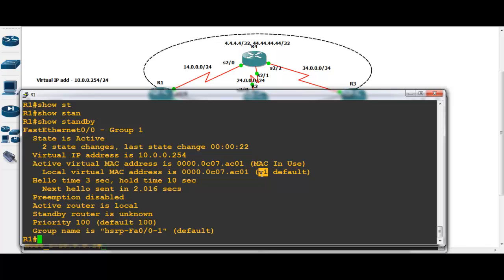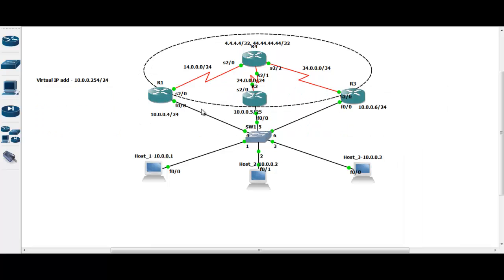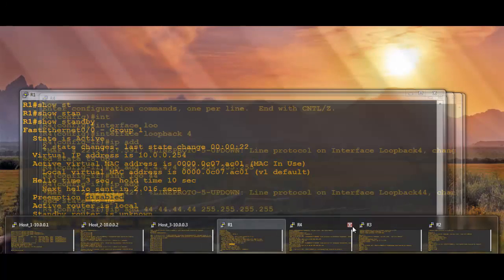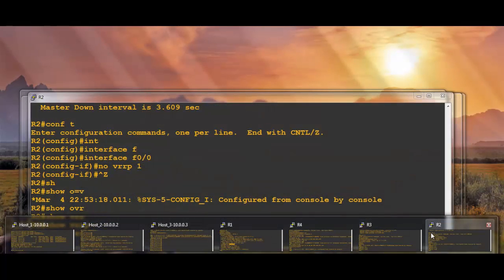Now preemption is disabled. That is very, very important here. The reason why I'm showing this is, if I go to other routers and enable HSRP now, they are not going to come up as active. Why? There is no preemption. Though they have a bigger IP address, because there is no preemption, they are not going to become the active device. So if you want that, then you need to enable preemption.